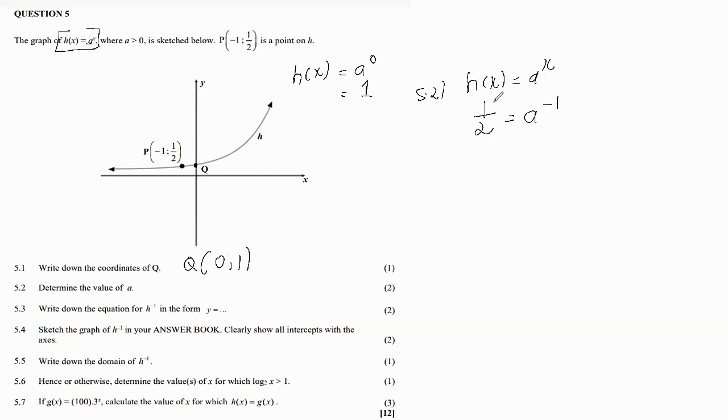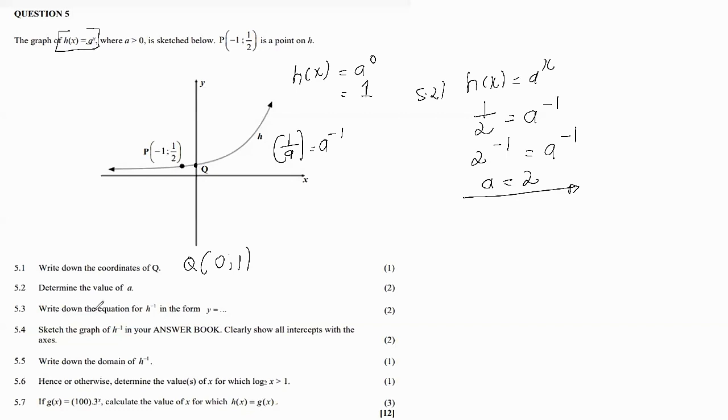Now we can try to express this in exponential form using the rule that says if we have 1/a, for example, this is the same as writing a to the exponent of -1. So we want to write this one as 2 to the exponent of -1 is equal to a to the exponent of -1. Now we can see that these two have the same exponent, so that means we can drop the exponents, right? So now we have a is equal to 2. Okay, so all that for 2 marks.